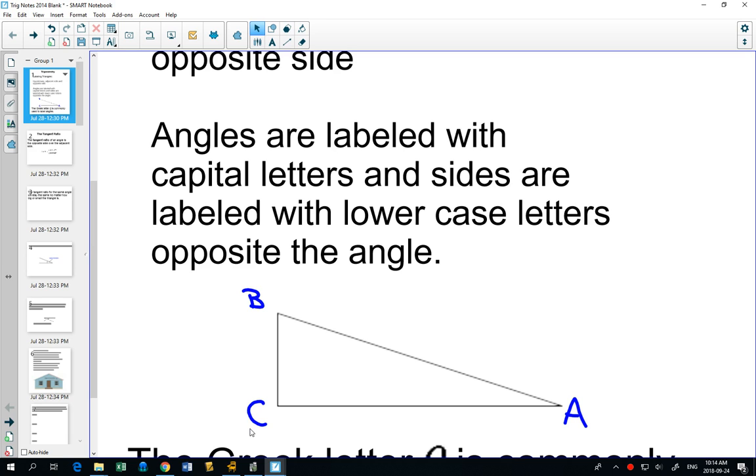But for right now, if I labeled them that way, then the side opposite of angle A, I would label this side with a little a. The side opposite of the angle B, I would label with a little b. And the side opposite the big C, I'd label with a little c.